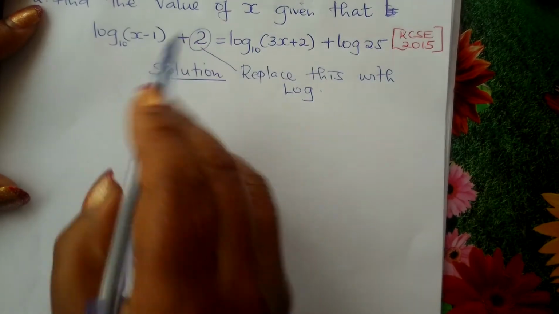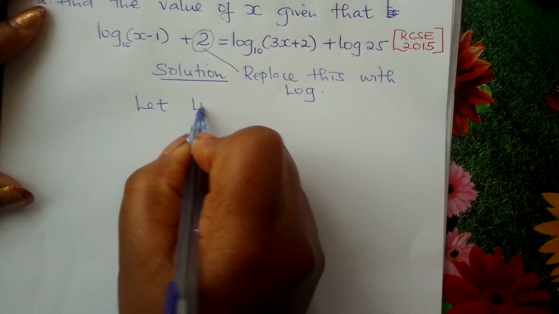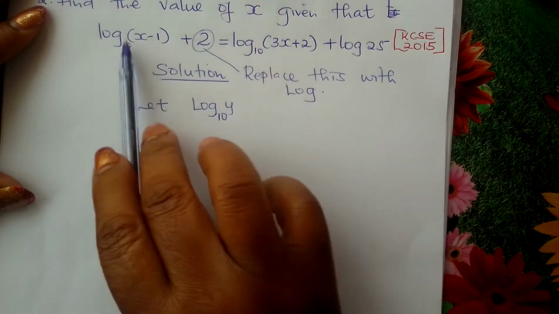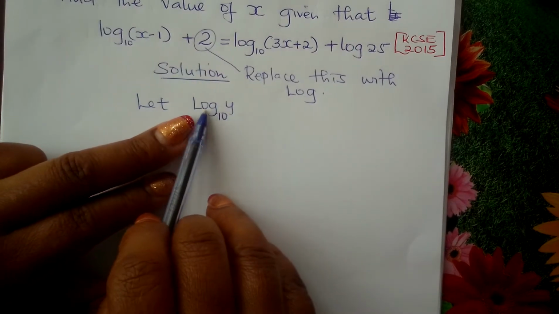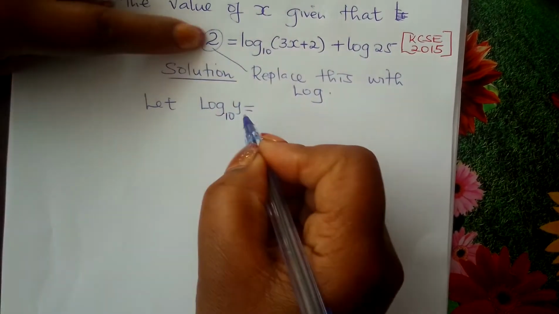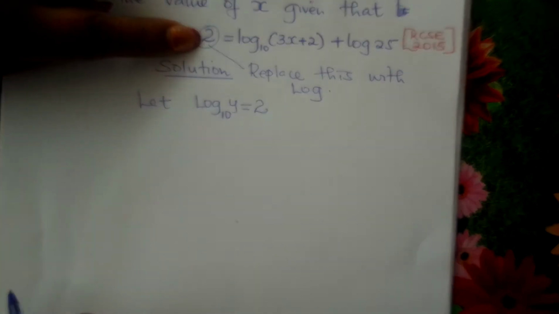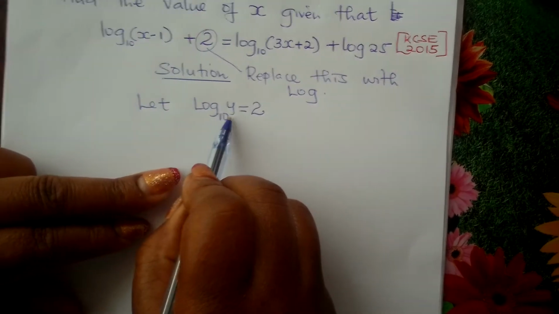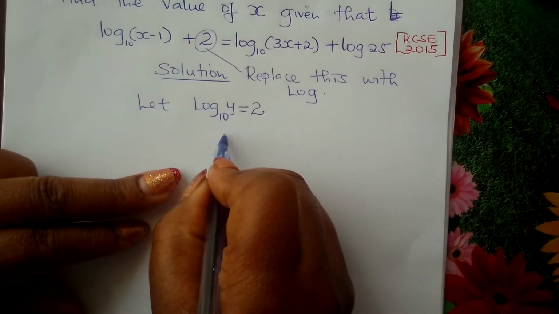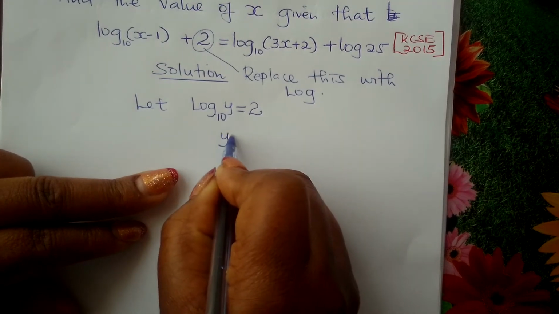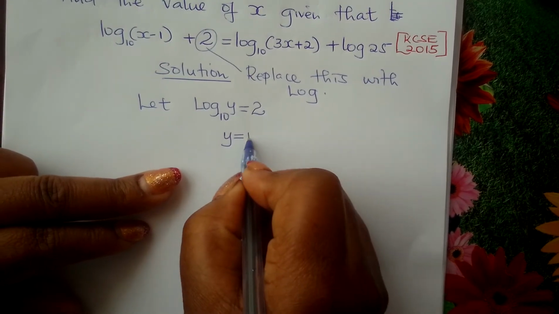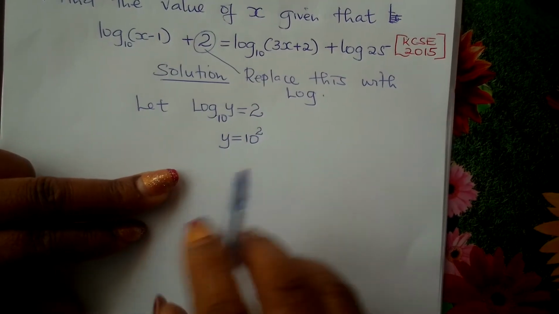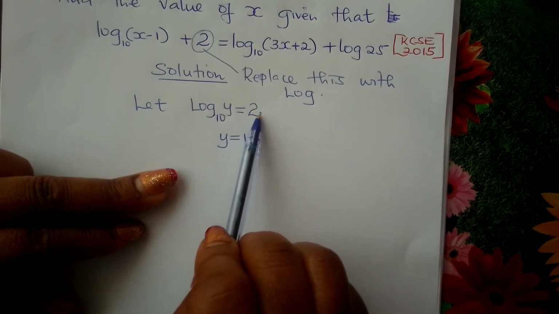So how do you do this, learner? You say, let log y to base 10. If you look at this equation, it is to base 10. So we assume let log y to base 10 be equals to this 2 here, learner. So from here, learner, what is your y? You say y is equals to, the base is 10, you write it here, and you raise it to this 2. Okay, so log y to base 10 is equals to 2.